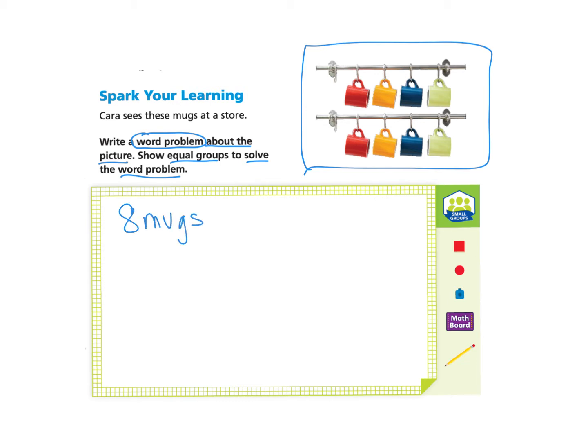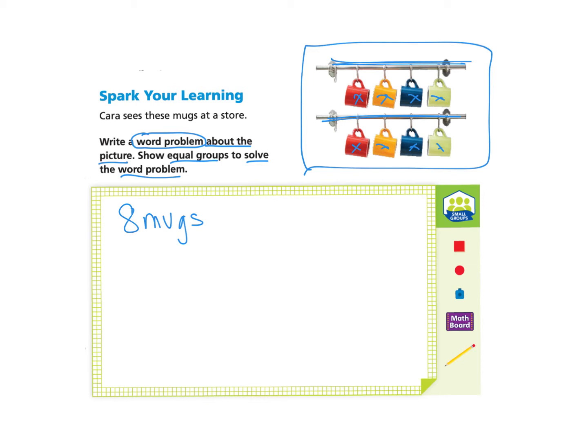And I notice that she has placed them into 2 rows. Do you see the 2 rows? 1, 2. And in each row, how many mugs are there? 1, 2, 3, 4. So now this is the fun part. You can create a word problem, maybe using your name or a friend's name, explaining that they have these mugs and they put 4 mugs in each row, and we want to find out how many rows are there? That would be one idea. If you'd like to come up with your own, you can do that.